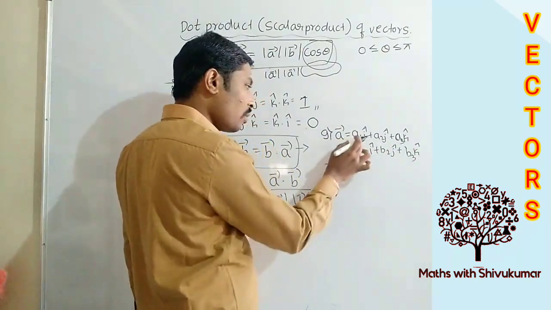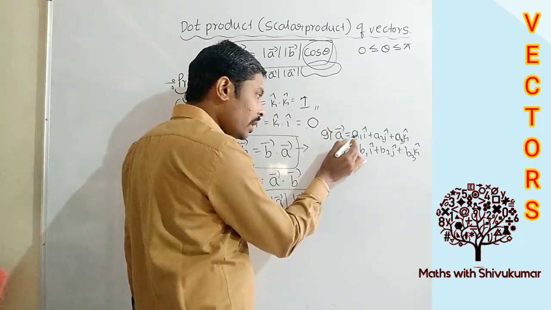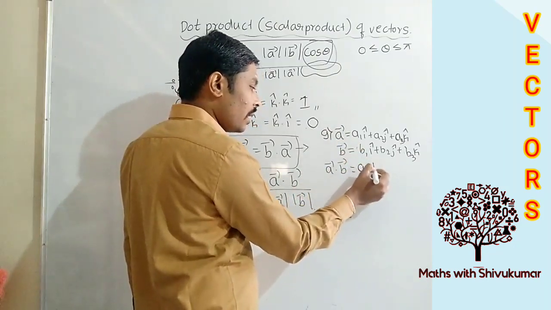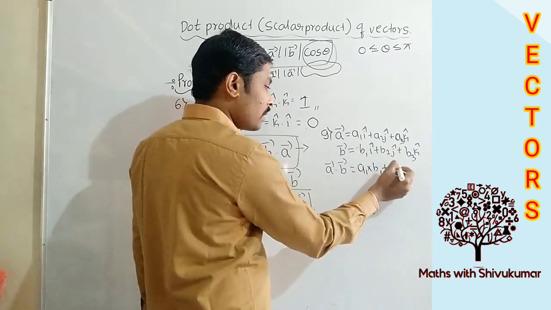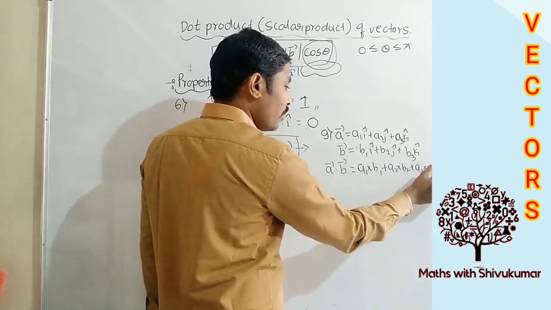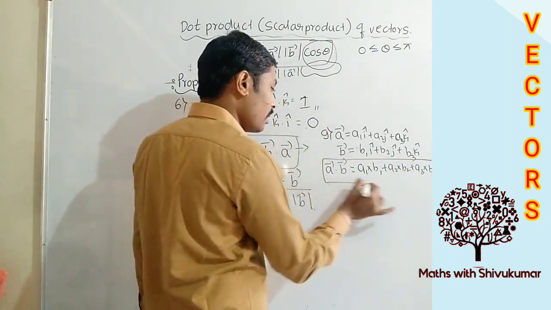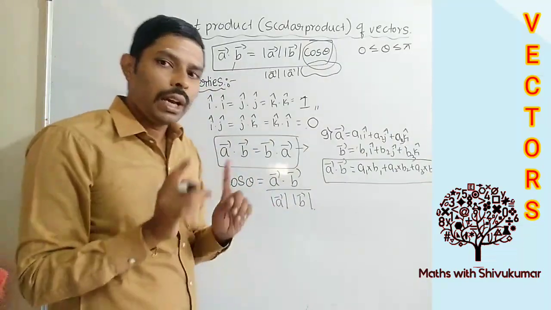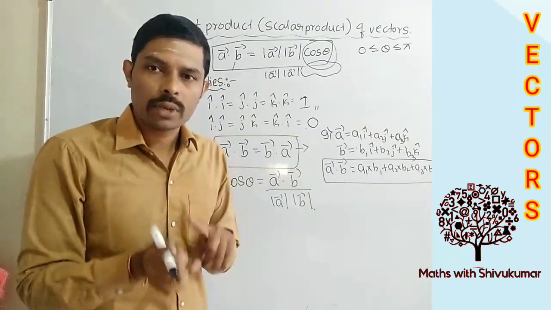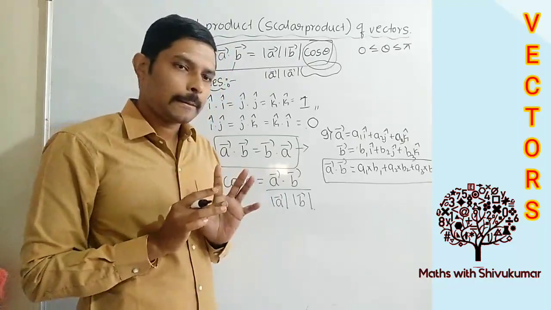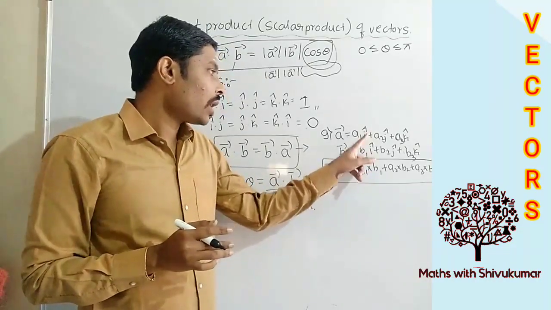So the dot product of these two, remember, very important, multiply: A1 B1 plus A2 B2 plus A3 B3. So this is the required dot product. Whenever two vectors are given, if you want to find a dot product, A1 B1, corresponding components, plus A2 B2 plus A3 B3, because i dot i, what will you get?